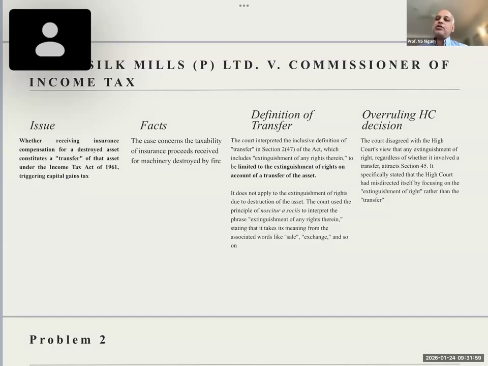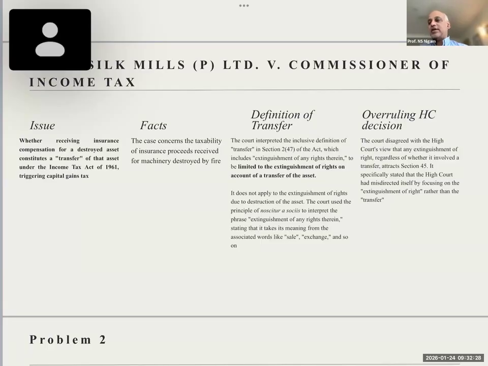The court used the principle of noscitur a sociis to interpret the phrase extinguishment of any rights therein, saying that it takes its meaning from the associated words like sale or exchange, in which the asset still remains in place, and therefore it overruled the High Court decision. The court disagreed with the High Court's view that any extinguishment of right, regardless of whether it involved a transfer, attracts Section 45.